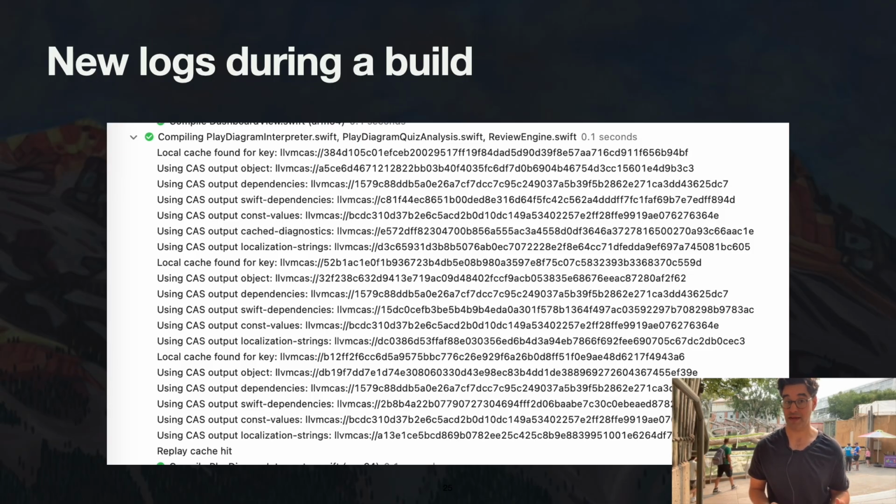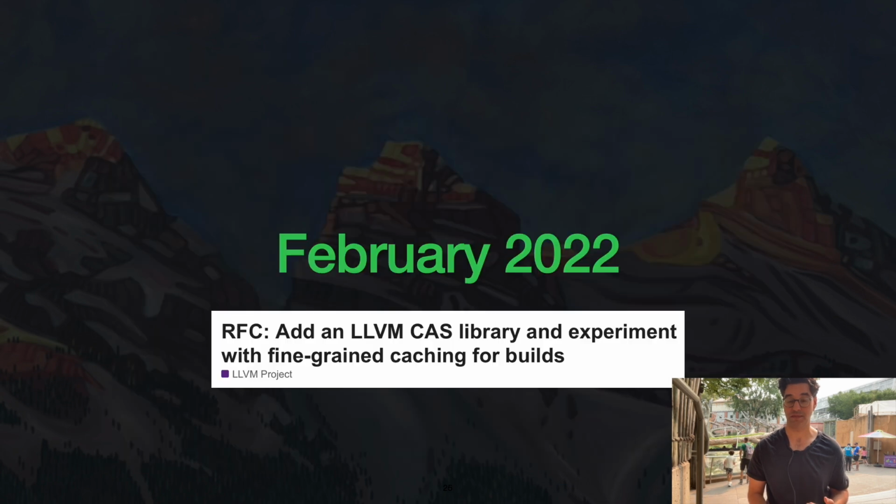Well, to answer that, I need to take you back a bit in time to February 2022. An Apple compiler engineer added a request for comment to the LLVM message boards. LLVM is the low-level compiler infrastructure that the Swift compiler and others use to get down to the machine code that we talked about earlier. So what were they talking about when they wanted to add this CAS library?